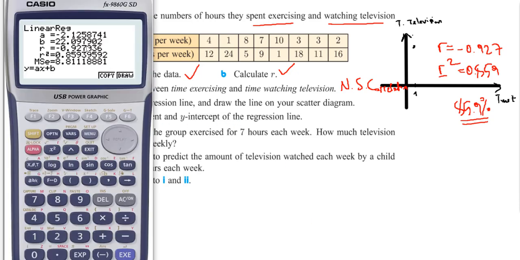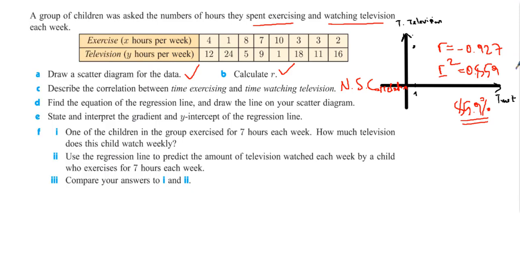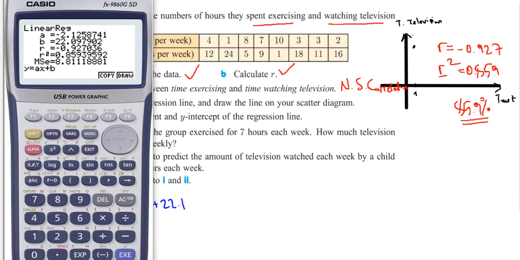So what is that line? From the calculator, look here. What do we have? Here you have a line equation, ax plus b, and above you see the numbers. A is the coefficient of x, minus 2.12, and b is 22.09. So this is actually the formula for your line, and it's part D. Y approximately equals minus 2.13x plus 22.1. So it was A and it was B, if I wrote them correctly.